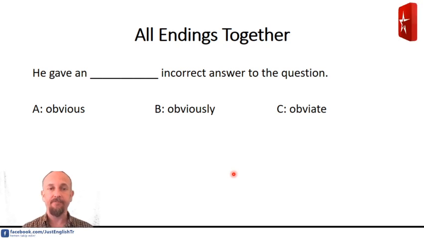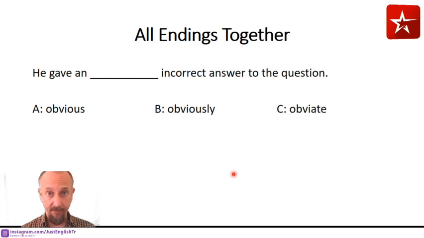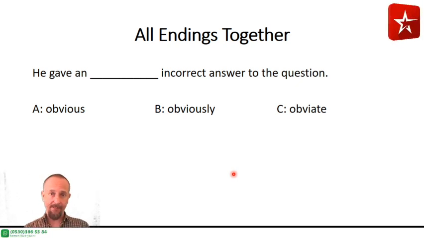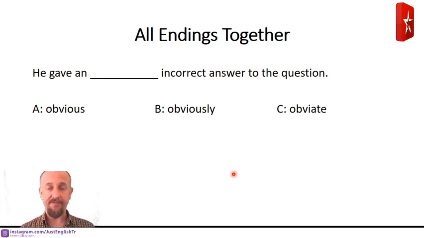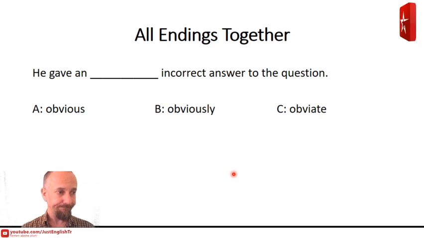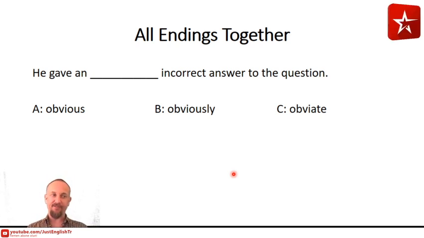He gave an incorrect answer to the question. Is it A, obvious? Is it B, obviously? Or is it C, obviate? Obvious, obviously, or obviate? I think Beren, welcome to the class, Beren, is B, very good. We got Jaffer, reckons maybe A. Oh, he's deleted, he's retracted his message.